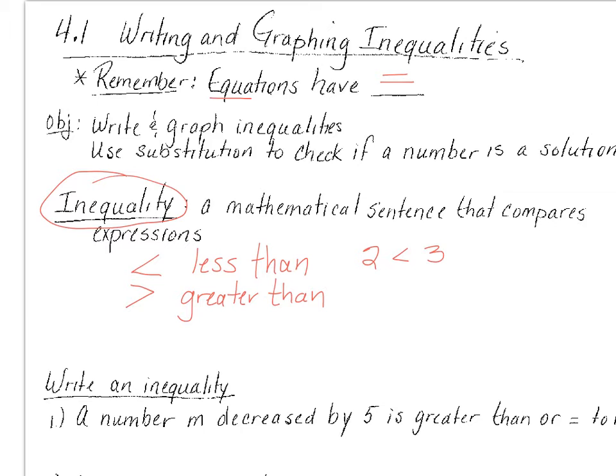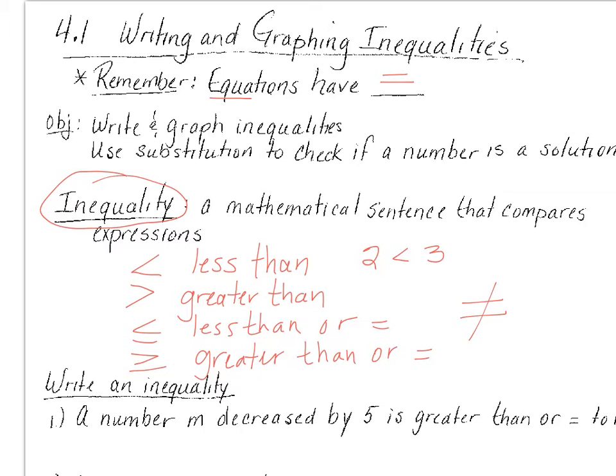There's also another one that puts the equal sign, less than or equal to. And then this one is greater than or equal to. Okay, these are inequalities. There's also another one that looks like this, and that means not equal. Okay, so today we're going to be talking about inequalities. So we're going to be looking at any one of these 4 or 5.